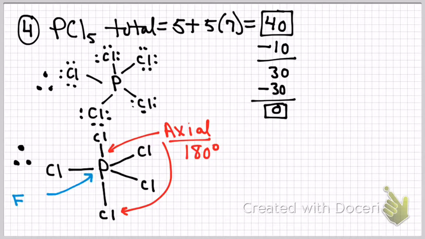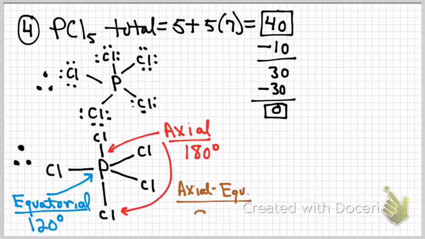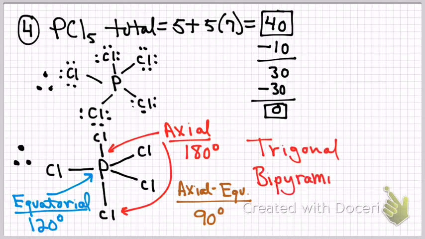Those ones cutting across the center, those are in the equatorial position, and they point towards the vertices of an equilateral triangle, which means I get a bond angle of 120 degrees. And then the third angle is the angle between the axis and the equator, which is 90 degrees. So there are three different bond angles in this kind of arrangement, and this one is known as a trigonal bipyramid. Bipyramidal is an adjective.